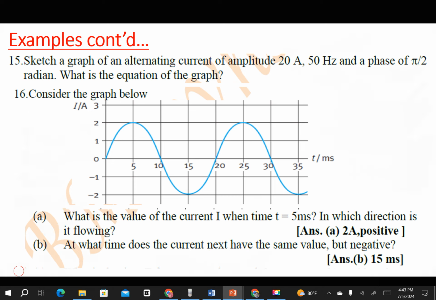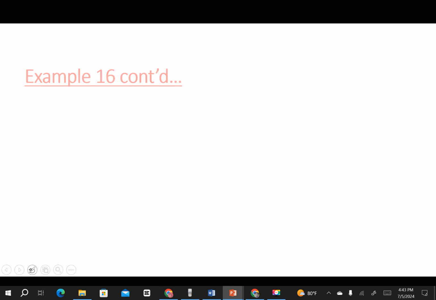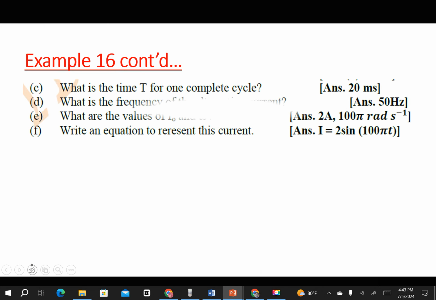So let's see what questions are there. They wanted the period, we have verified that. They wanted the frequency, we have calculated that. They wanted the value of I naught and omega, we have calculated that. They wanted the equation, we have also done that. So that is covered.